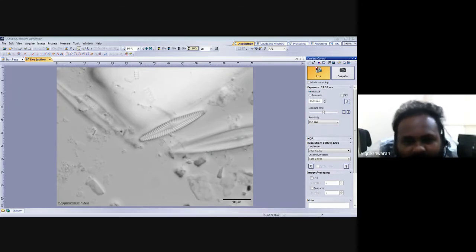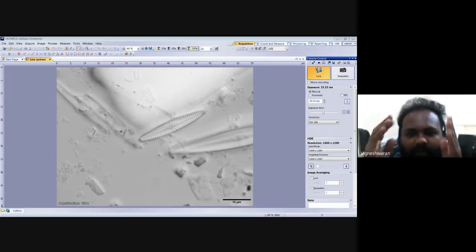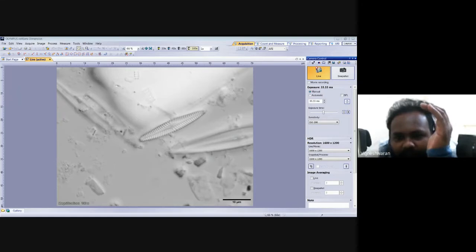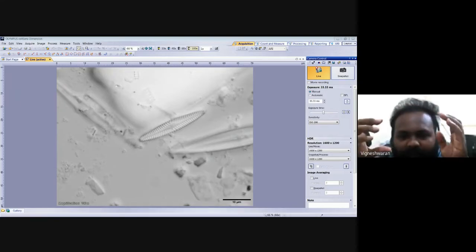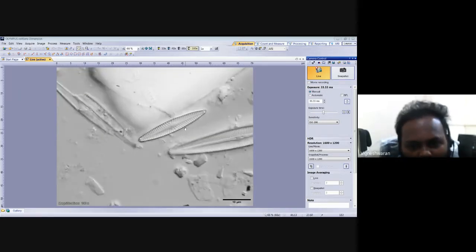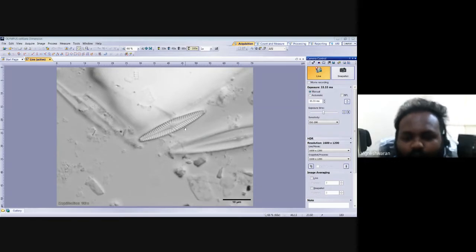Will you be able to see my hand? So it will be one wall, and another wall will be like this, and they will be separated. Then again it will go to a smaller size, smaller size, smaller size, like that. At one point of time, that smaller diatom can no longer do asexual reproduction. So at that time, it will do sexual reproduction.